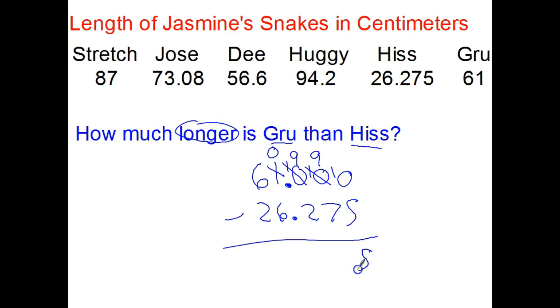10 minus 5 is 5. 9 minus 7 is a 2. 9 minus 2 is 7. 0 minus 6 can't do it, so he's going to have to come and borrow. He becomes 5 and he becomes 10. 10 minus 6 is 4. 5 minus 2 is 3. 34.725 centimeters.